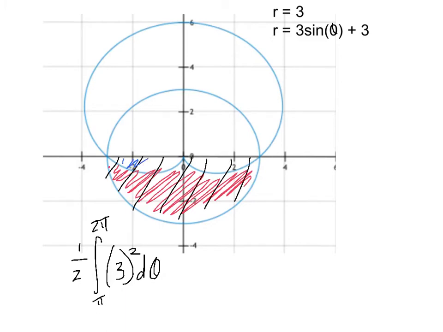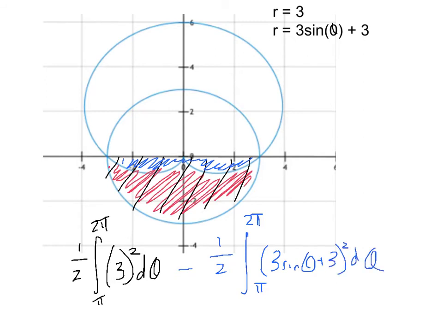So I need to subtract out, I'm going to shade this in blue, I need to subtract that out. Well, easy enough to do. Subtract 1/2 the integral from pi to 2 pi of 3 sine theta plus 3 squared d theta. And again, using fnInt, you'd be able to do that. Now notice that since this example and the previous example have the same bounds, you could condense these. You could bring the 1/2s up front, and you could just do r squared minus r squared. The reason I don't like to do that, you'll see in the next example.